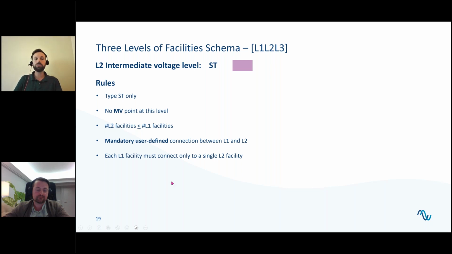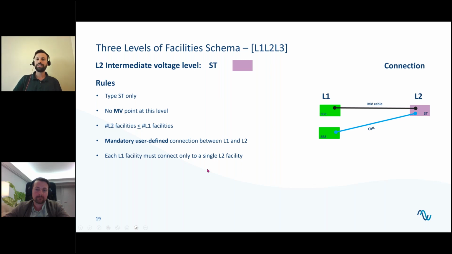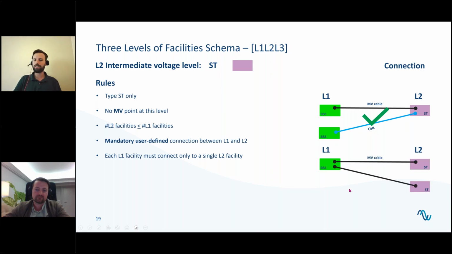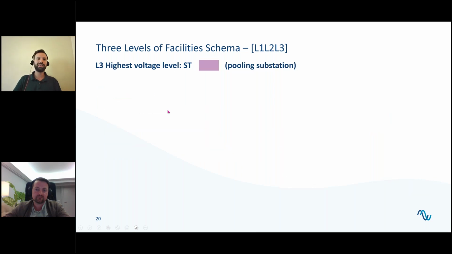Also, in this case, we need to define those connections between L1 and L2 facilities, and also each L1 facility, so each SBS must connect only to a single L2 facility. Let's see what we mean. So the connection between L1 and L2 can be done between MV cables and overhead line. And like I did in this case, we can connect 2 different SBS to the same substation. What is not allowed is to take a single SBS and distribute it to 2 separate substations. Okay, that's not allowed.